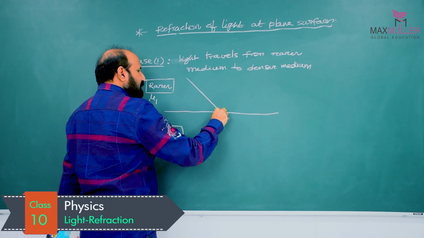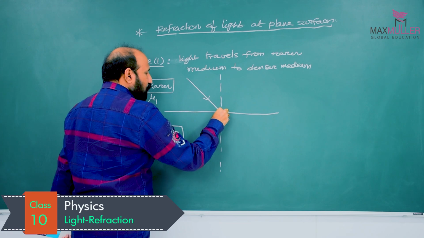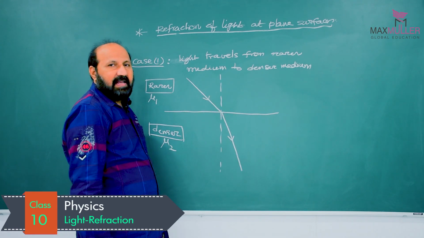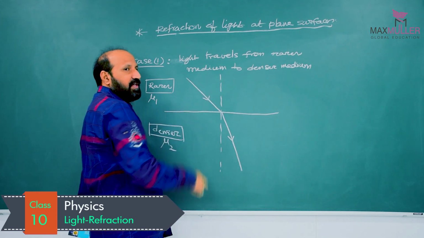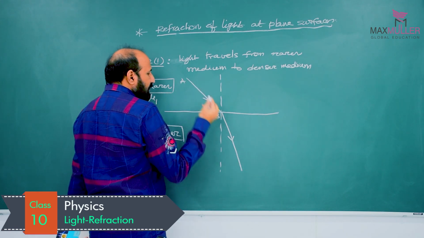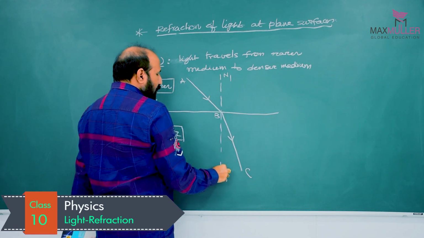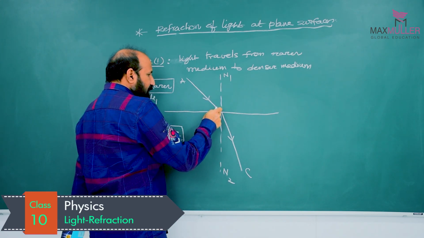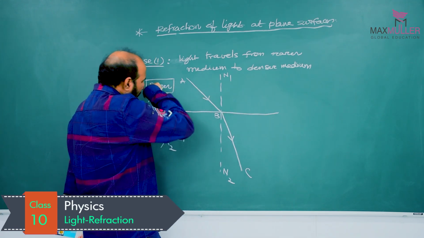When light ray travels from rarer medium to denser medium, it bends towards the normal because the velocity of light is less in denser medium as compared with velocity of light in rarer medium. So AB is incident ray, BC is refracted ray, and this is the normal drawn at the point of incidence to the surface which separates these 2 media.